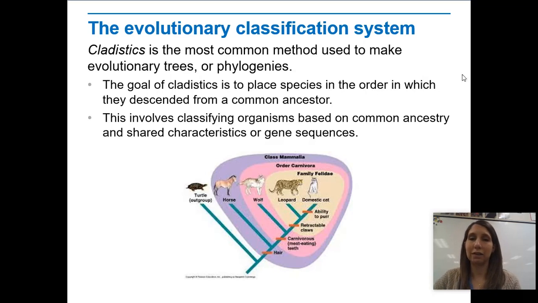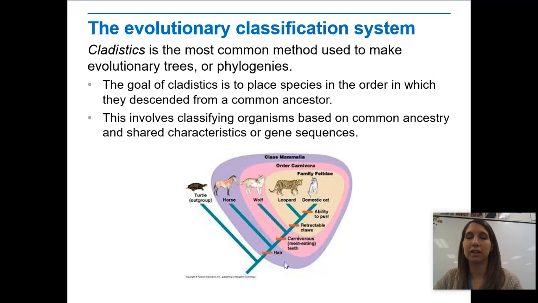This diagram is called a cladogram. I can see I have several different vertebrate species here, right? I've got turtles, horses, wolves, leopards, domestic cats, and they're all branching off of this original line. This original line represents the process and pathway of time in a way. And these little outgroups coming off of that represent significant changes that led to the formation of these different species. Here you can see some of the characteristics that would be true of organisms in that group. For instance, all of the organisms shown in purple have hair.